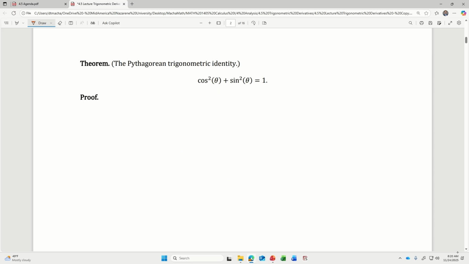All right, you guys have seen this before. If you wanted to prove this trigonometric identity, that cosine squared plus sine squared is equal to 1, here's what you do. First, draw a triangle. And for this triangle, the hypotenuse is going to be 1. This angle is going to be theta, and this is going to be a right angle.